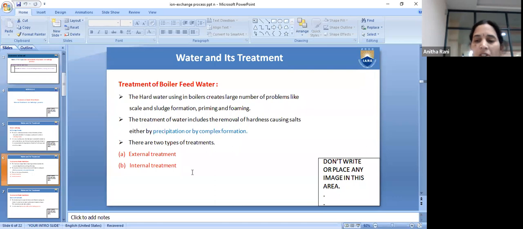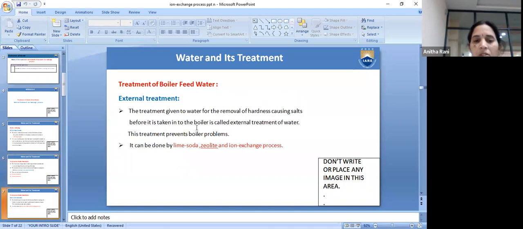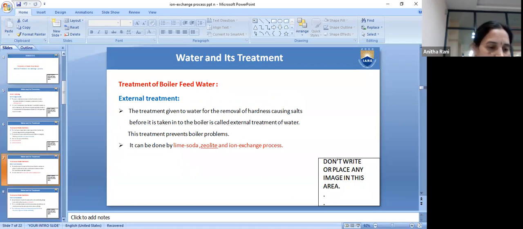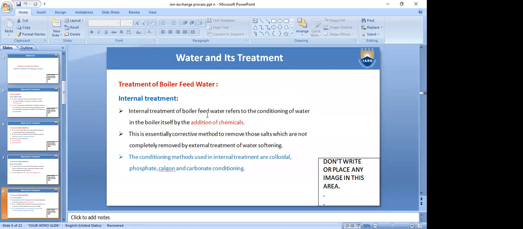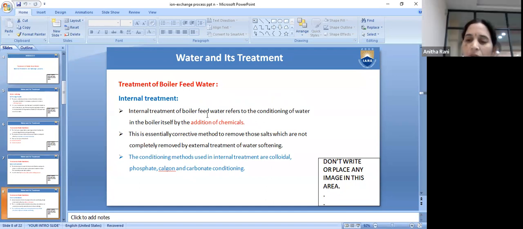So there are two types of treatment methods, external treatment and internal treatment. I will tell first about internal treatment. Internal treatment means we are adding chemicals directly in boiler feed water. After taking water in the boilers, we add chemicals so that we can remove the hard salts present in the water. It is like conditioning of water in the boiler.